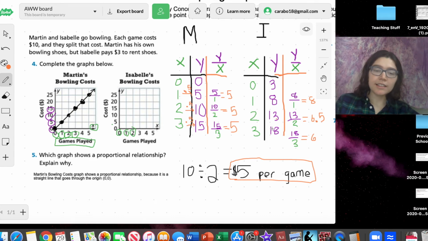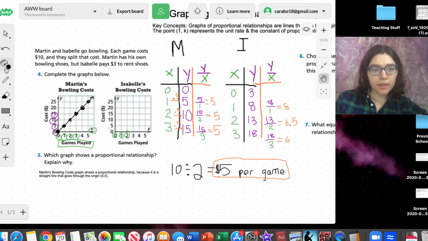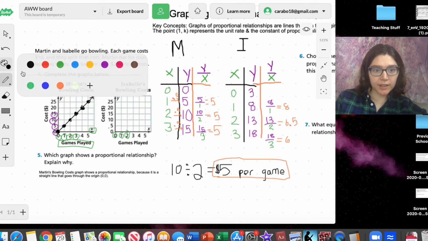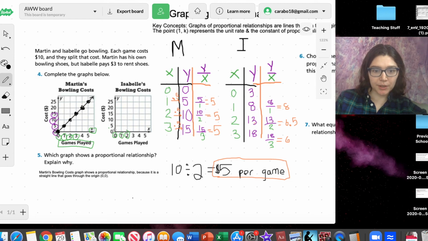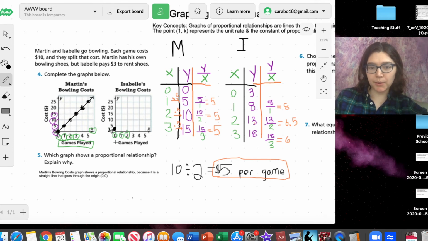Now that we know that, let's look at the graph to see what that looks like. So for our first point for Isabel, we have that 0 games were played, and that cost is about $3, because again, she had to pay for those shoes. So that point's going to be somewhere around there. It's 0 on my x, and then it's 3 somewhere in between 0 and 5 for my y value. Okay, so then I have 1, 8, so it's going to be 1 on my x, and then somewhere in between 5 and 10, a little bit closer to 10, for my y value. So that's going to be this point right here. 1, 8. Okay, then I have 2, 13. So 2 is my x, 13 is going to be around here, in between 10 and 15.